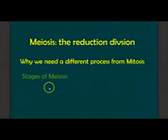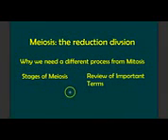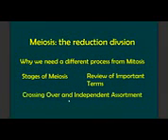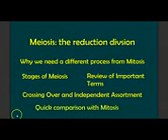We'll take a close look at the stages of meiosis, and in doing so, we'll review some important terms, such as crossing over and independent assortment. And finally, we'll end with a quick comparison with mitosis.